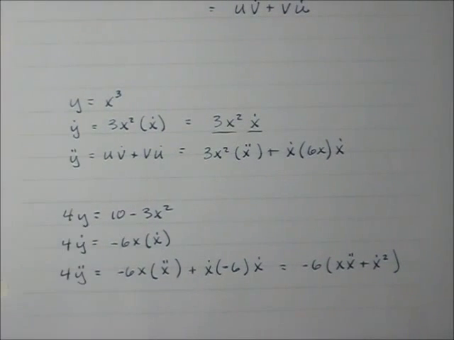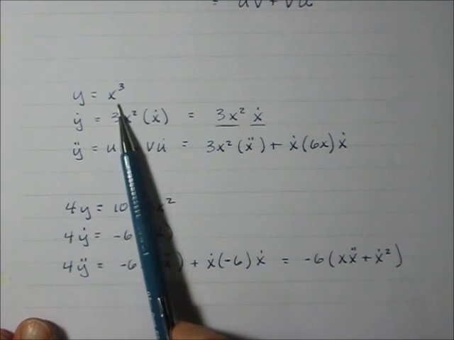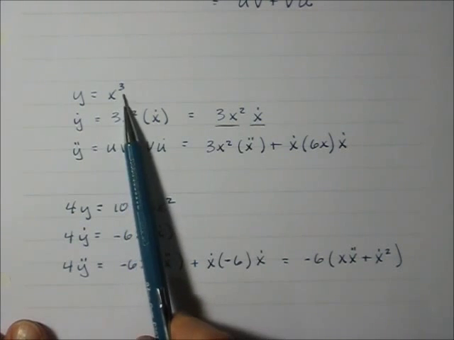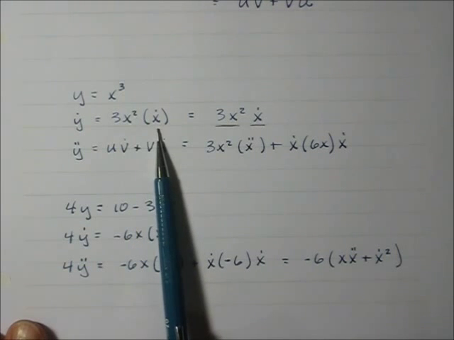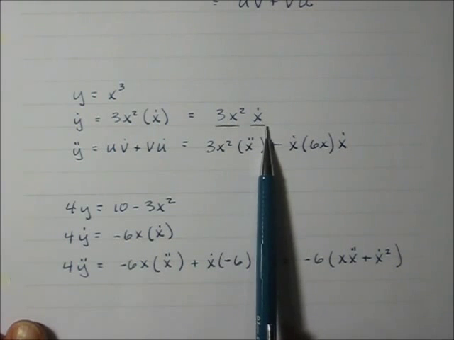Back to my other page here. This will be in your notes, but here are just a couple more examples of chain rule and product rule working together. Let's just say that y is equal to x cubed. If we want to do y dot, that's pretty easy. y dot is equal to 3x squared, that's my dy dx, times x dot. And now this part becomes my u, and this becomes my v.